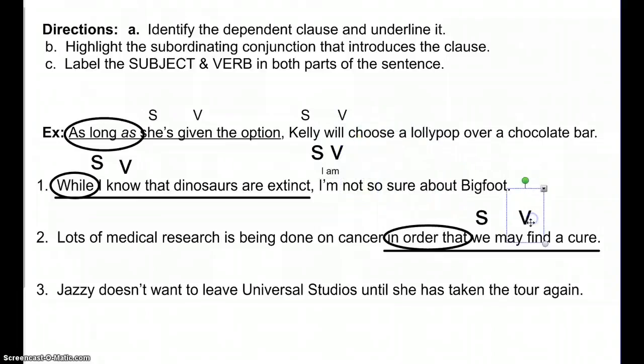We may find. And then we can come over here, and the first thing we'd want to do is get rid of our prepositional phrases here. We've got of medical research and on cancer. And so our subject has to be lots. And lots is being done, that whole verb phrase. It's got 2 helping verbs. Is, being, do is a verb, an action. So is being done is our verb phrase.